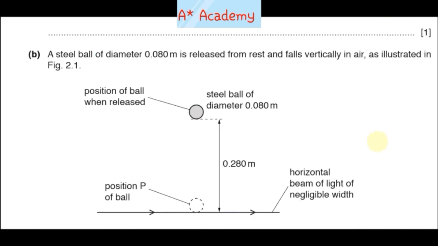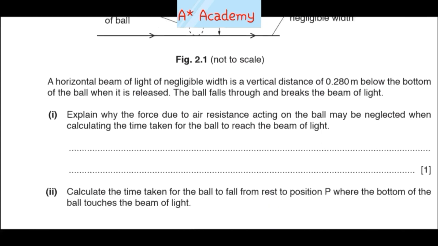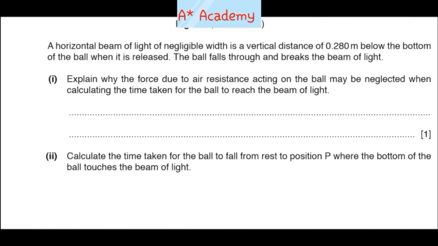The next part: a steel ball of diameter that is released from rest and falls vertically in air as illustrated in Fig 2.1. A horizontal beam of light of negligible width is a vertical distance of 0.28 meters below the bottom of the ball. When it is released, the ball falls through and breaks the beam of light. Explain why the force due to air resistance acting on the ball may be neglected when calculating the time taken for the ball to reach the beam of light.